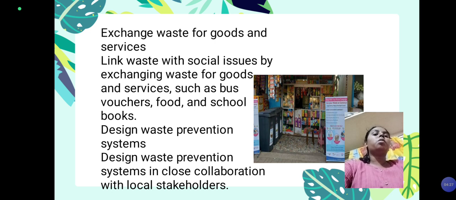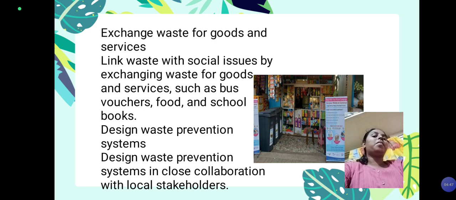Exchange waste for goods and services. Link waste with social issues by exchanging waste for goods and services such as bus vouchers, food and school books. So what they say is that by giving waste, we can get bus vouchers, food and school books, and we can exchange and buy new goods.